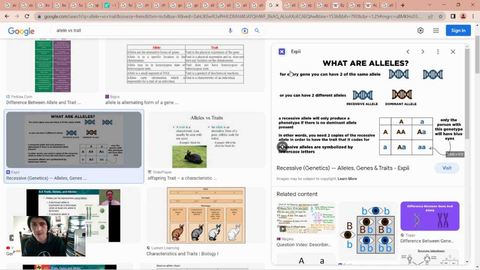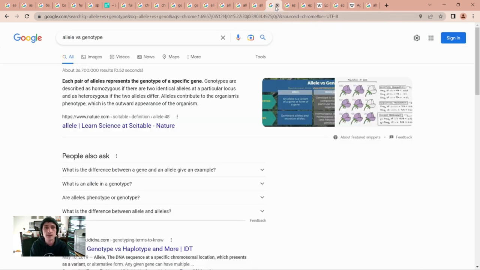What is an allele? For every gene, you have two of the same alleles, or you can have two different alleles. So these are alleles. Alleles go into a gene. A gene goes into a phenotype. Phenotypes make up a strain. Strains are just variations of species.